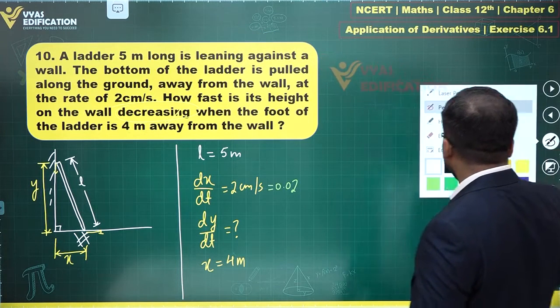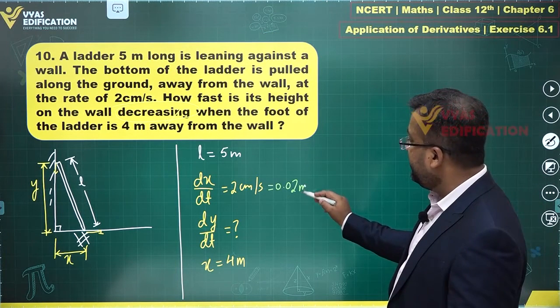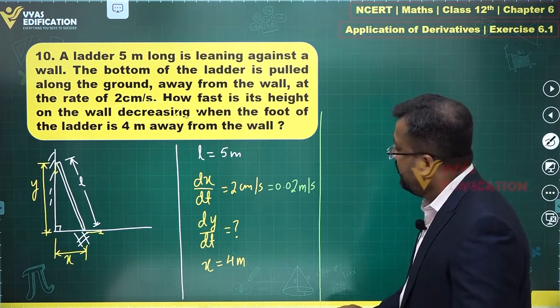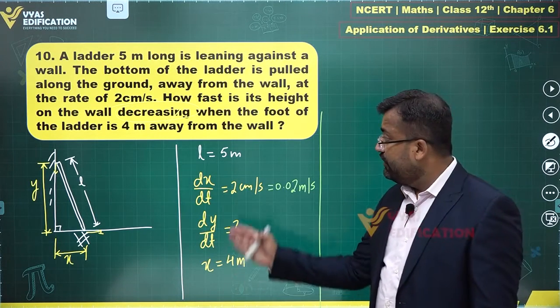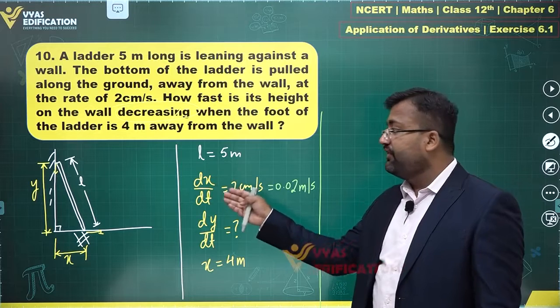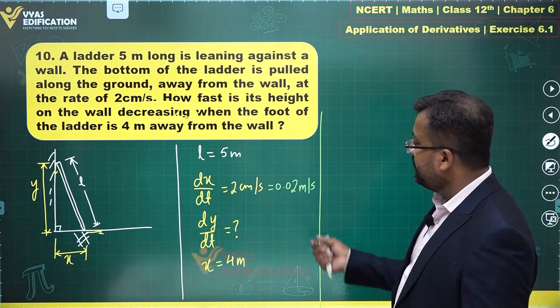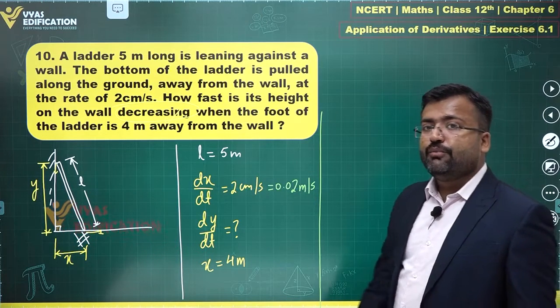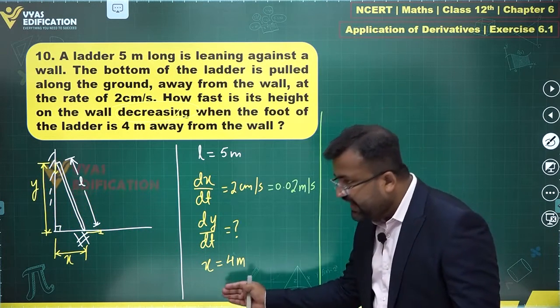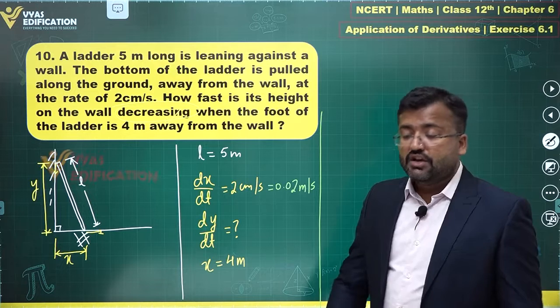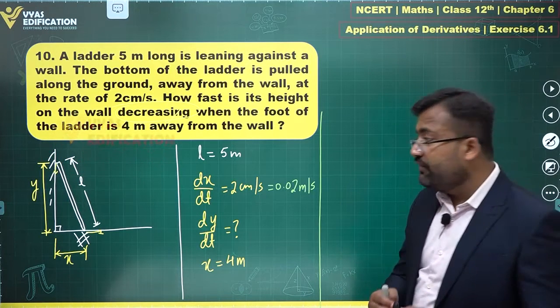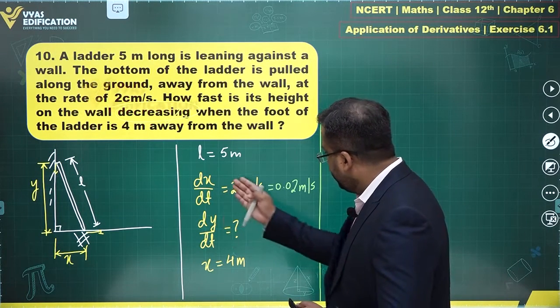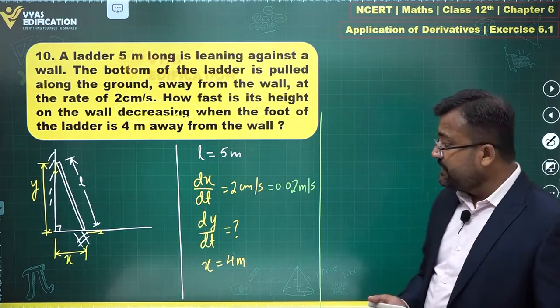Converting every length in terms of meter. This is the rate of increase of x with respect to time, 0.02 meter per second. Converting the centimeter into meter so that the unit of length throughout is meter only. Final answer will also be obtained in terms of meter. Okay, unit of time is second, that's not a worry for us.